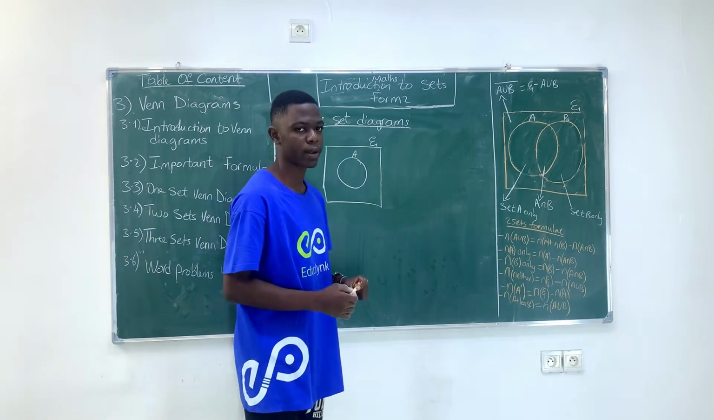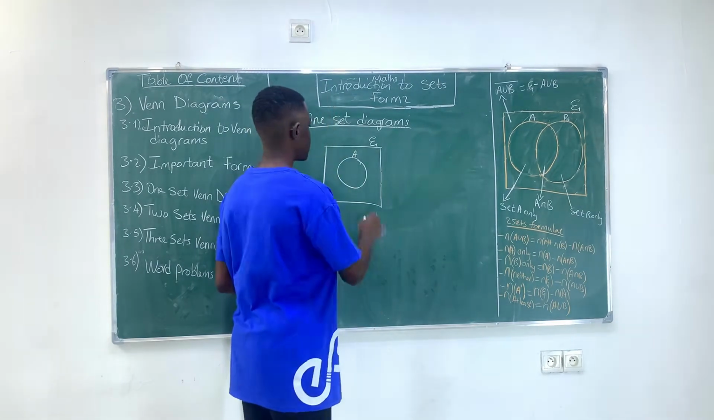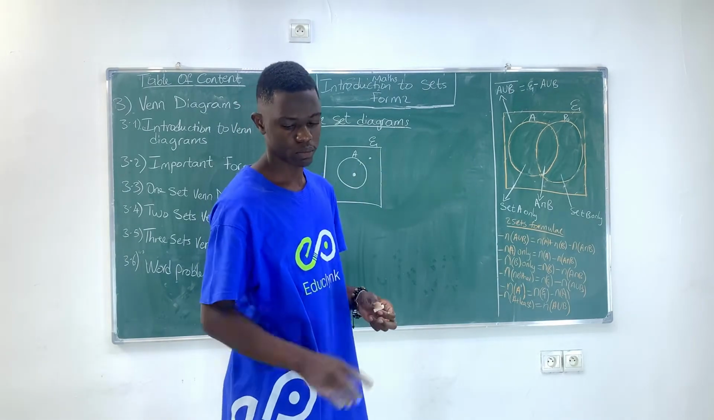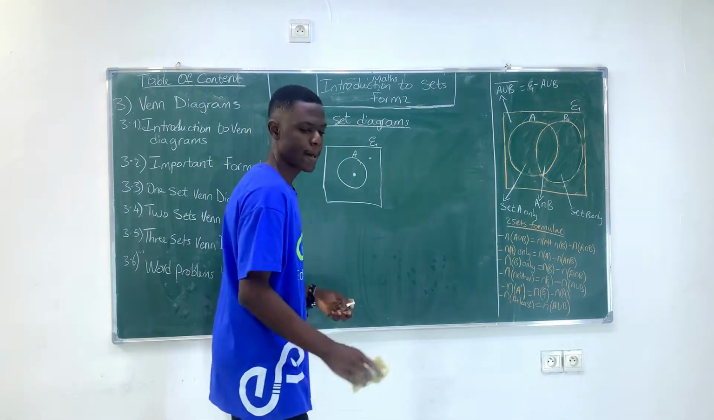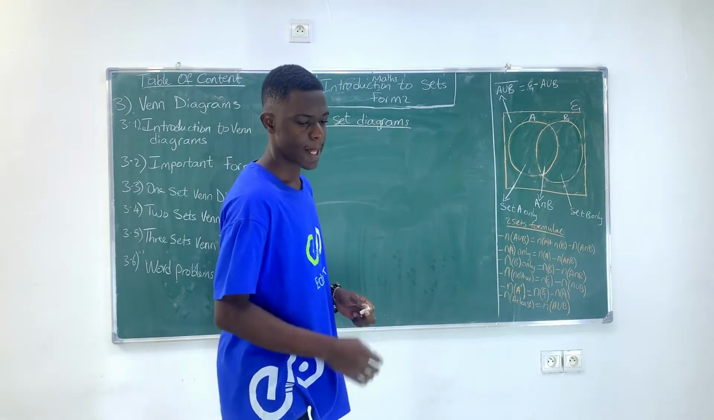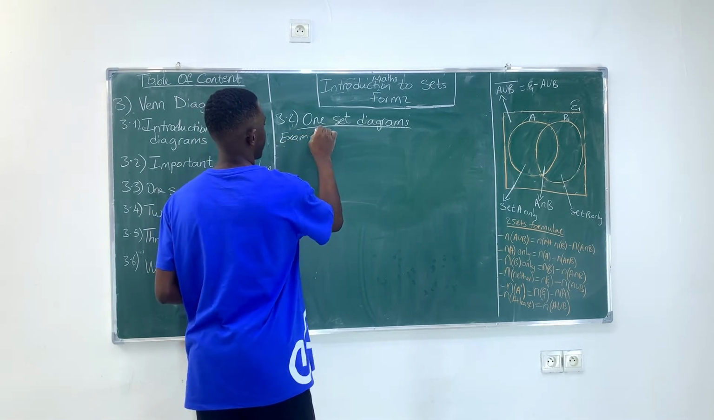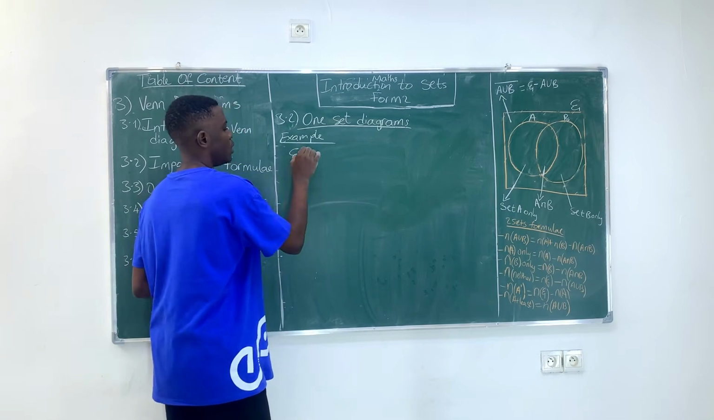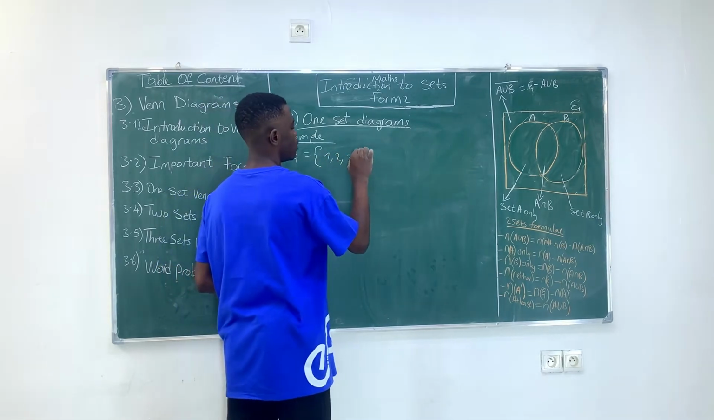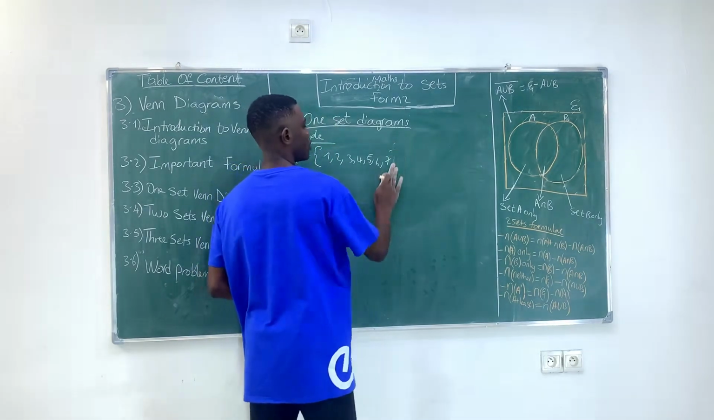So this is what it's going to look like. Under the two parts: the part inside the circle, and the part outside of the circle. So let's take an example. Our universal set is given as 1, 2, 3, 4, 5, 6, 7, 8.